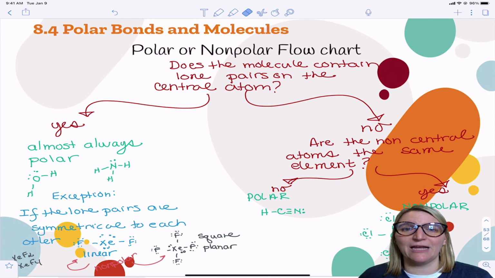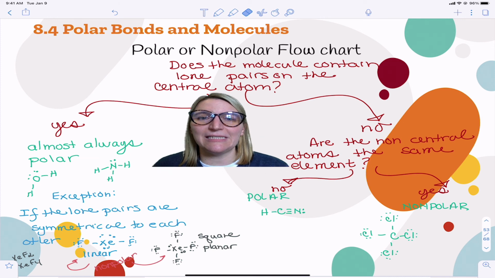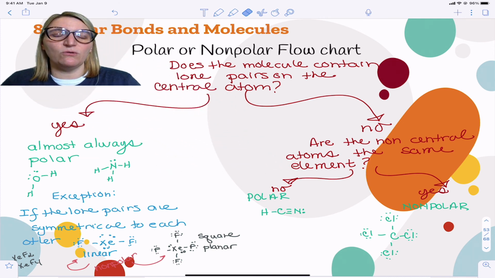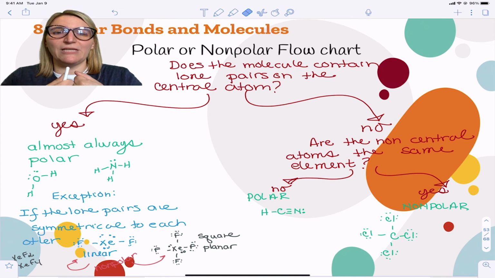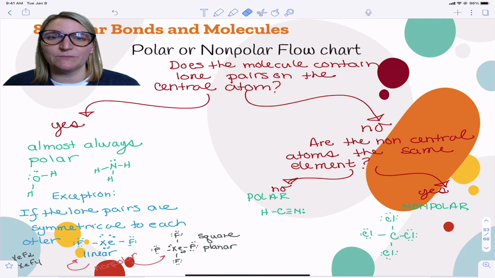On the right-hand side, you can see the second question you ask yourself, which is, are the outside atoms the same or different? If the outside atoms are the same and there are no lone pairs on the molecule, this is like the carbon dioxide example, where those atoms may be pulling the electrons away, but they're all pulling symmetrically and with the same force. If all the outside atoms are not the same, then that is a polar molecule.